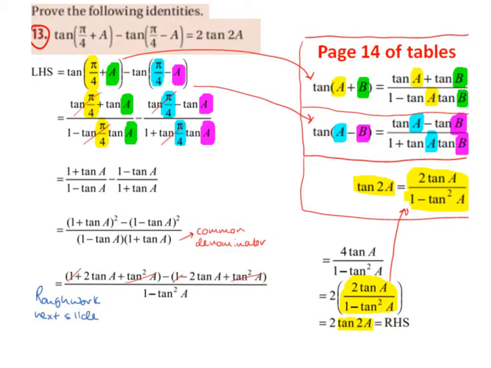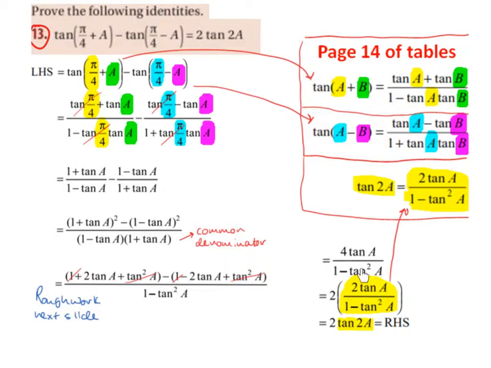Now if we look in our formula tables, we see a formula that looks very like this, and it is tan of 2A is equal to 2 tan of A divided by 1 minus tan squared A. So instead of a 2, we actually have a 4. But we can factorize and take out the 2. So 2 into 4 goes twice. So 2 multiplied by 2 tan of A is 4 tan of A.